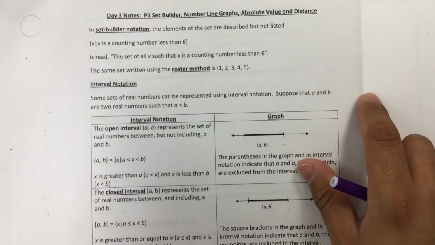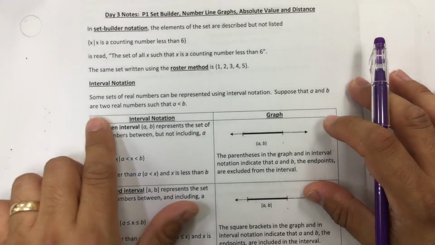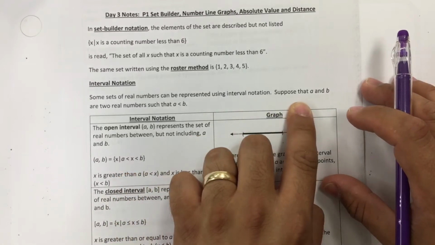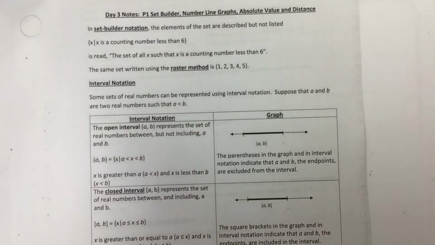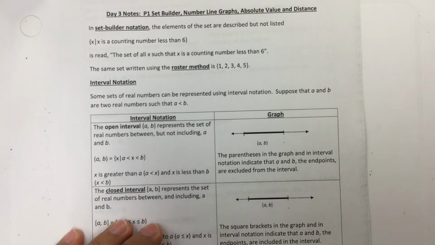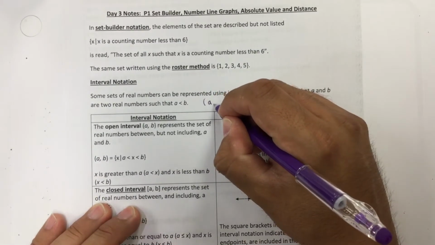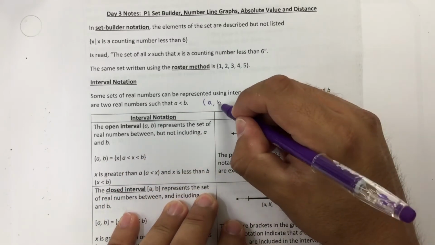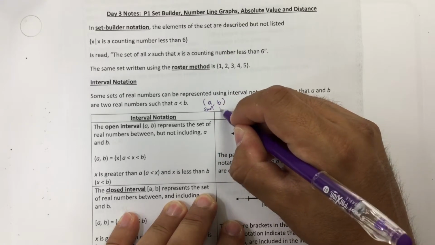Okay, now we get into interval notation, and this is something you may have seen from Algebra 2. So here it says some sets of real numbers can be represented using interval notation. Suppose that A and B are two real numbers such that A is less than B. So what this pretty much means here is when you write your intervals, depending on, you're going to see in a moment, parentheses or brackets, the smaller number or the least number is always going to be A, and that's going to be on the left side when you write your answer, and B will always be the greatest number. So this is going to be smallest or least to greatest.